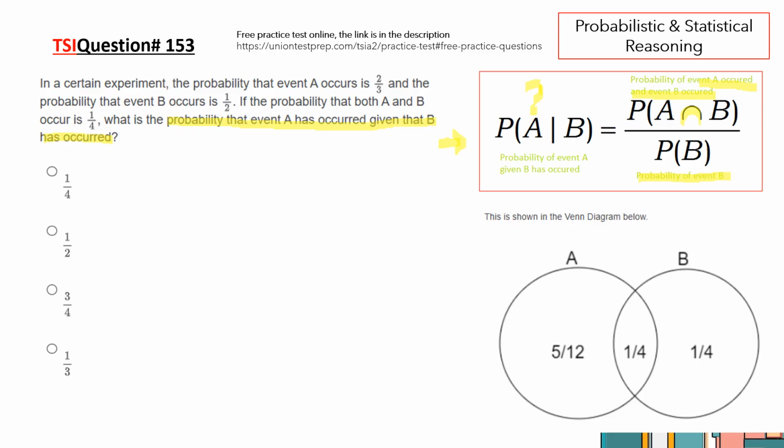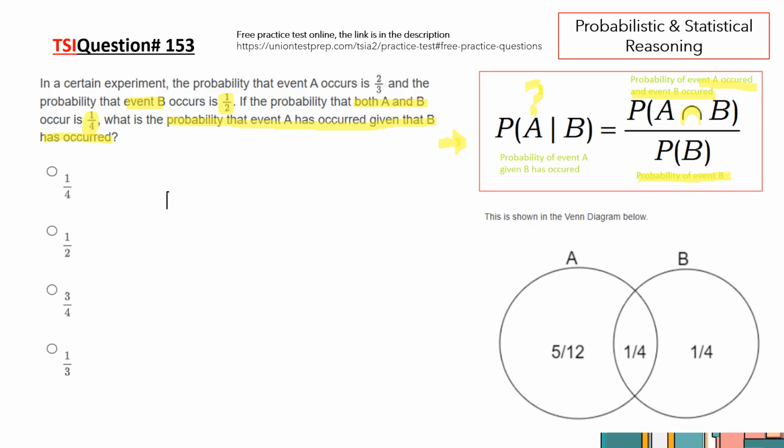You see that we have three given numbers in this question. We have the probability of event A, and in this formula we don't need that information. This is extra. We need event B, whose probability is 1/2. Then we need both A and B, the intersection between A and B, which is 1/4. So now it's easy to just plug in.